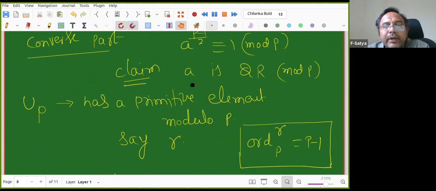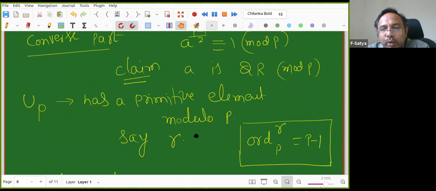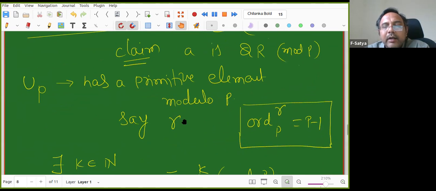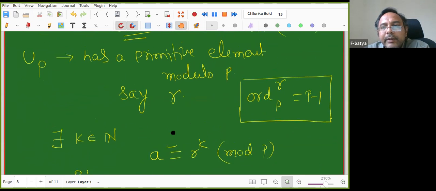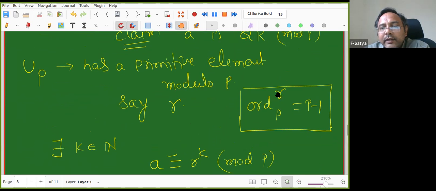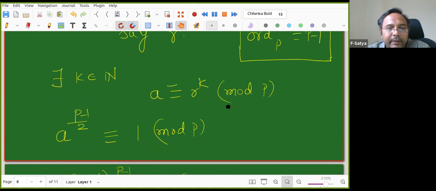Okay. So how do we do it? Here we use that when p is a prime, U_p is cyclic. It has a primitive root. That means there is an element r whose order is p minus 1. So r is the generator for the cyclic group. Every element in U_p is expressed as r power something. So a is also an element. So a equal to r power k for some k.